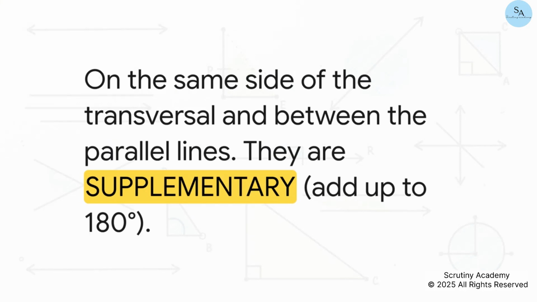And finally, we have consecutive interior angles. Now hold on, because this one's the exception. These angles are on the same side, squished between the parallel lines, but they are not equal. Instead, they're supplementary, which means they add up to 180 degrees. That's the one you've got to remember is different.